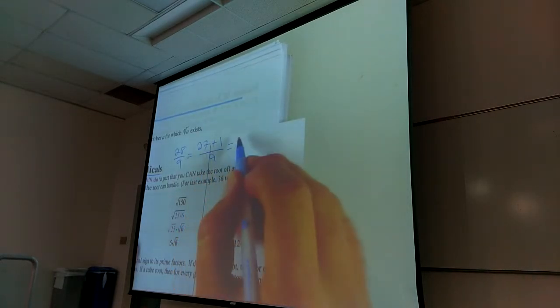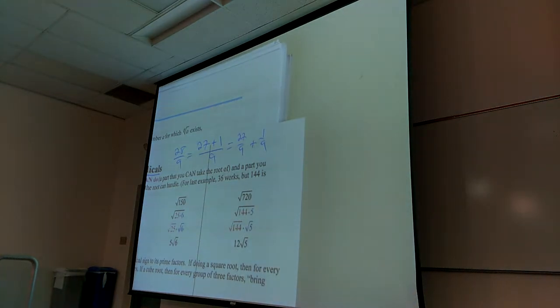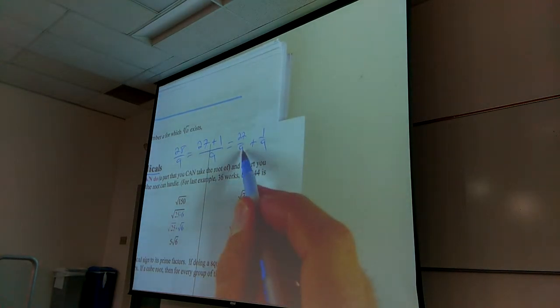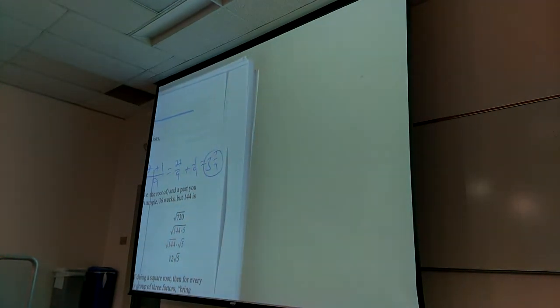So now I can do this. 27 over 9, which I can do, plus 1 over 9, which I cannot do. So then I do the part I can. What is 27 divided by 9? 3. And I don't do the part I can't do. Bam! We call it mixed because it's a whole number and a fraction. I like it. Now watch this.